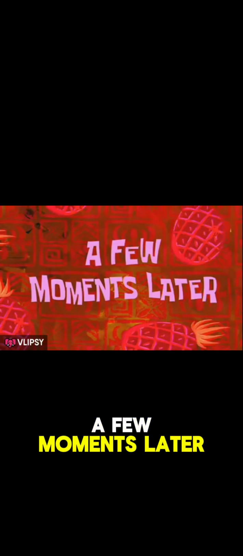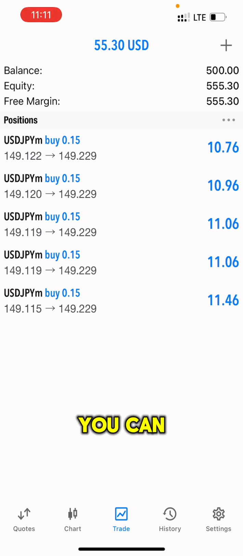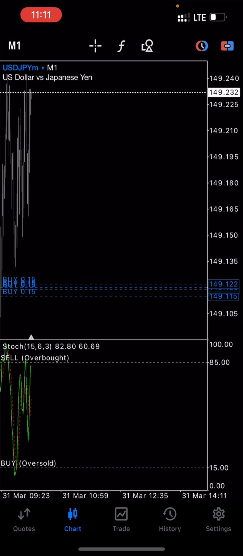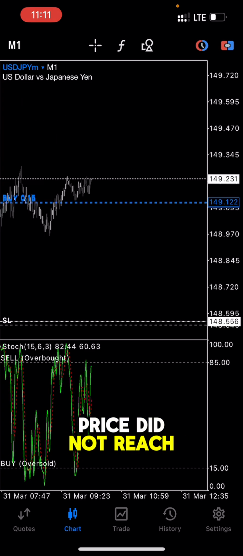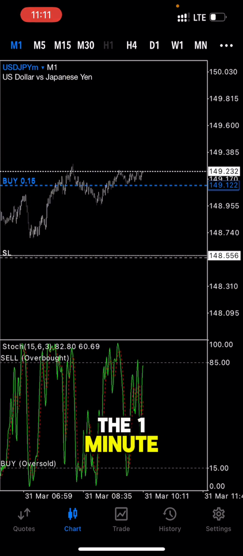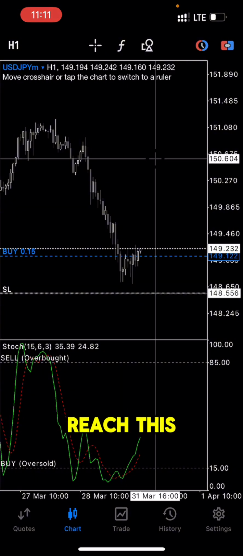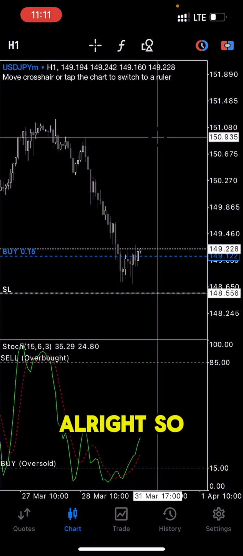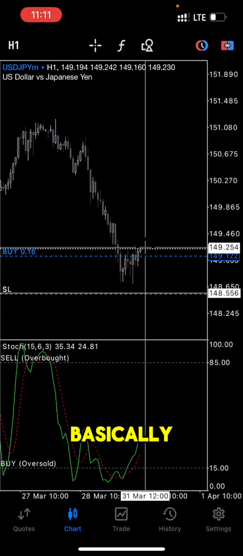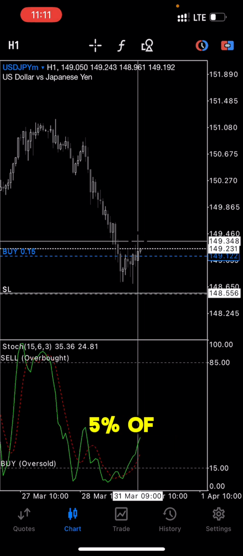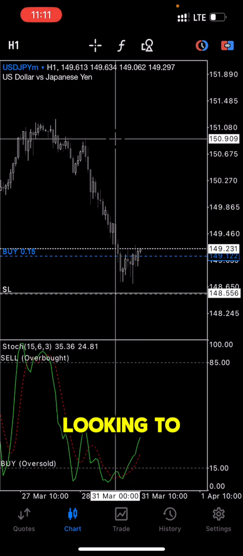A few moments later. And you can see that it's going well. All right, price did not reach our stop loss on the 1 minute. This is the 1 hour, how it looks like. We expect price to reach this level. All right, so this is not even 5% of the entire move that we are looking to catch.